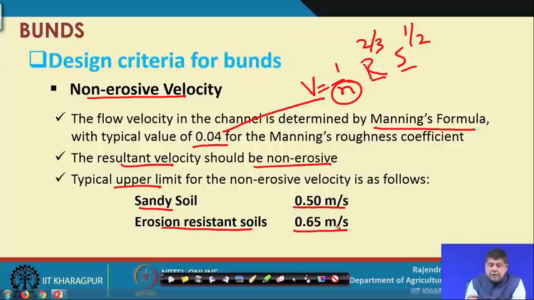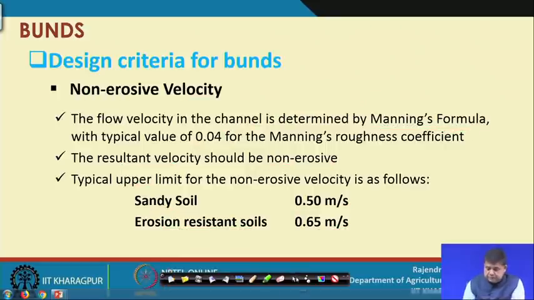So, wherever we have to calculate the flow velocity, we use Manning's equation, and then we have to ensure that the velocity is within the non-erosive limits.